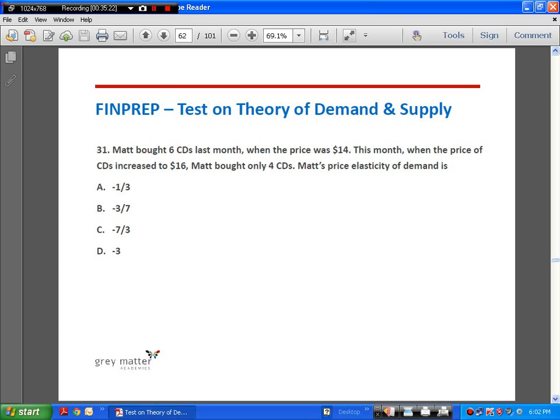So applying this in the formula, we'll get Q1 minus Q2 as minus 2 divided by 10, Q1 plus Q2, multiplied by P1 plus P2, which is 30, and P1 minus P2 is minus 2. So ultimately, it would be of the form minus 2 divided by 10 multiplied by 30 divided by 2. So 2 and 2 get cancelled. So the answer would be 3, or rather minus 3, because price and quantity share an inverse relationship. So the right answer is option D, minus 3.